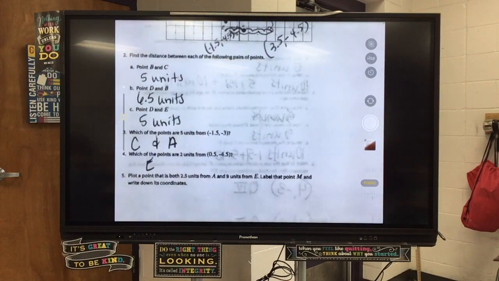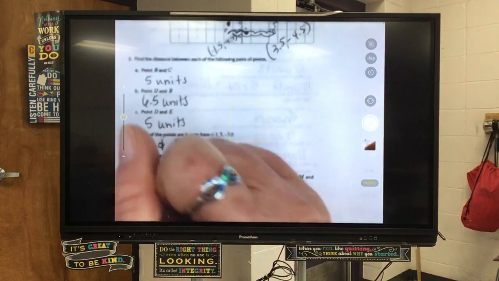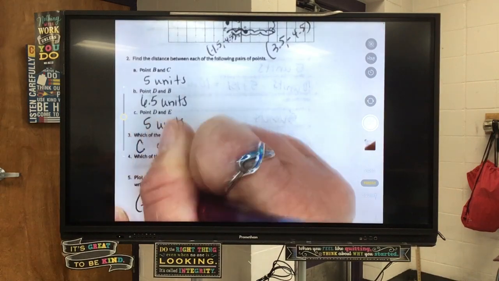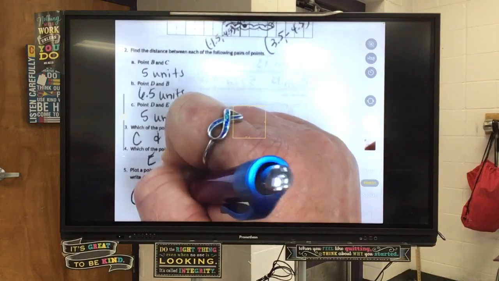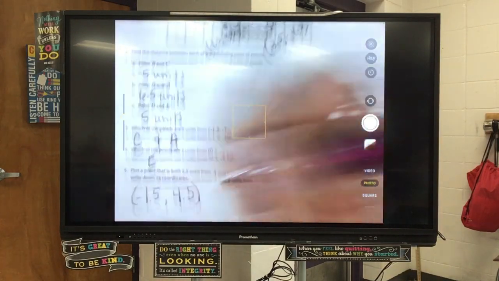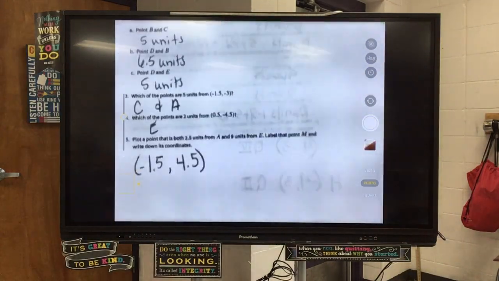Alright, who would like to volunteer what they think the x coordinate is going to be? What do you think, Addy? So your x coordinate is -1.5. Alright, how many of you got that? And then what is my y coordinate? Alright, Sophia, what do you think? 4.5. How many of you got that? -1.5, 4.5 for your point.